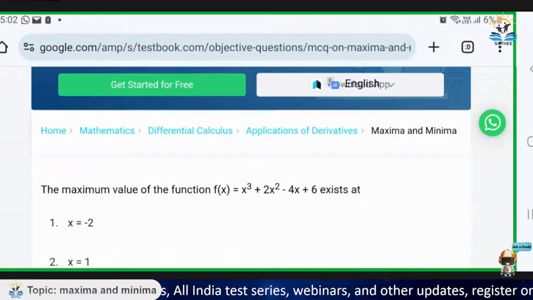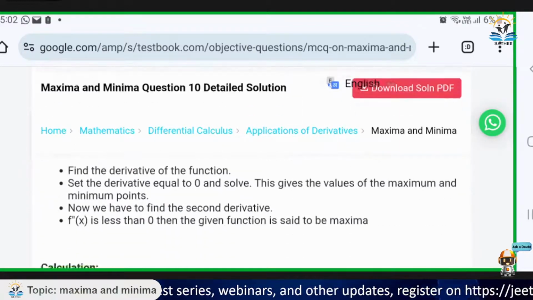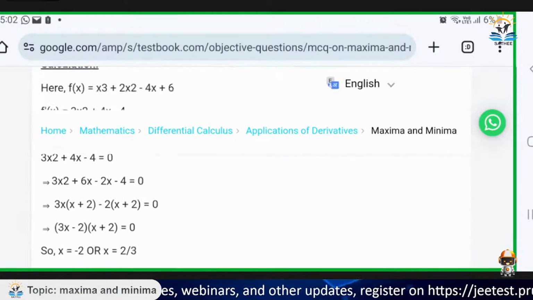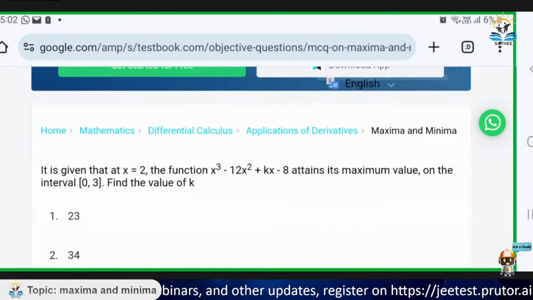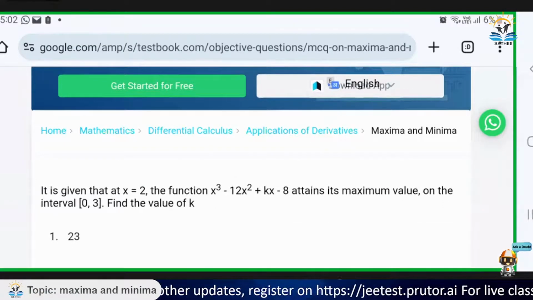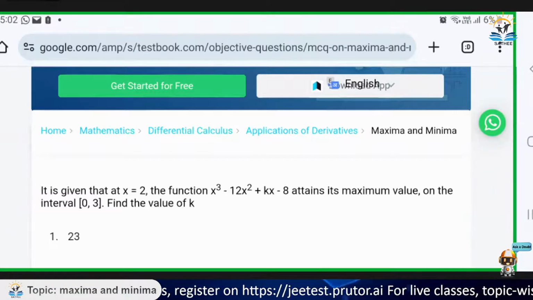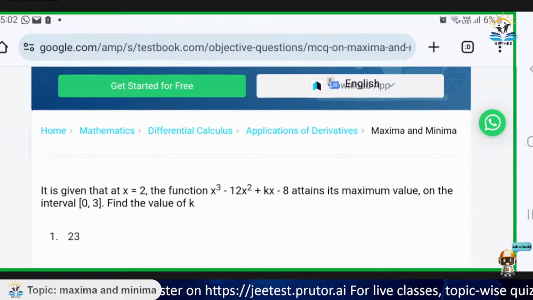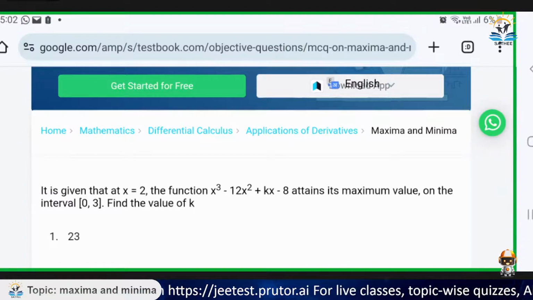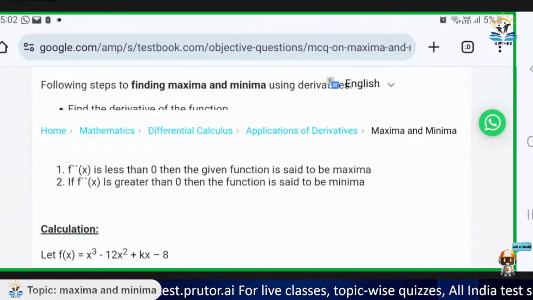Now this is again a basic question. This question says it is given that at x is equal to 2, this function attains its maximum value on the interval 0, 3. Now find the value of k. So this type of function is also done before.